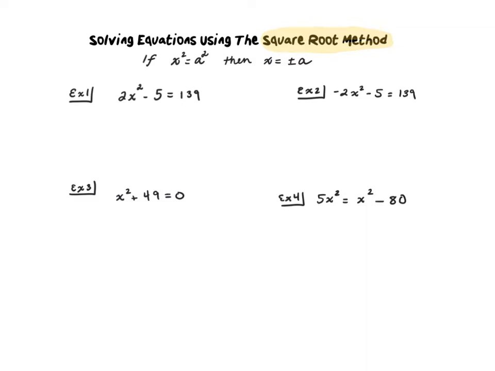That's a sign that you can use the method of taking the square root, and you don't have to set equal to 0 and factor. So this is something we've done before. I'm going to look at example 1, and just remember that you can isolate x squared. To do that, I'm going to add 5 to both sides.